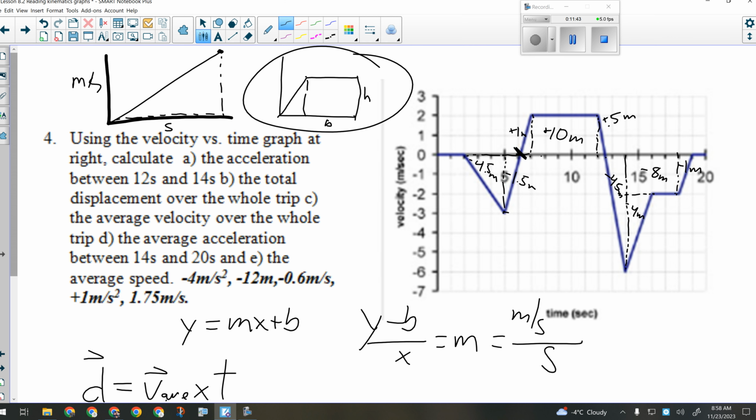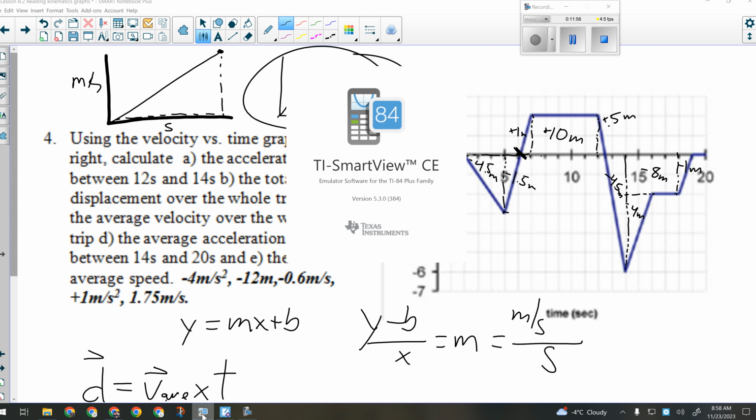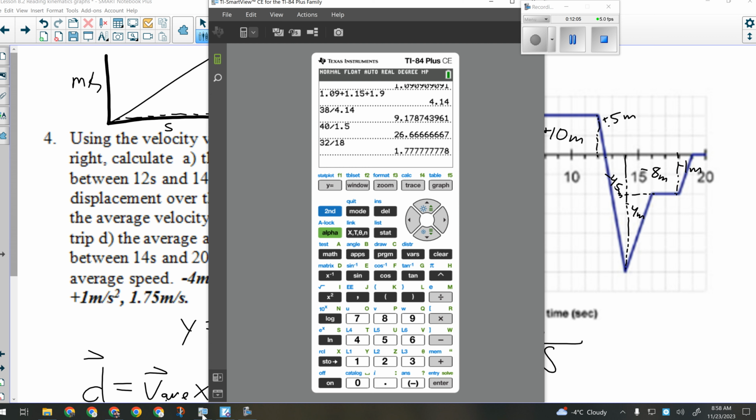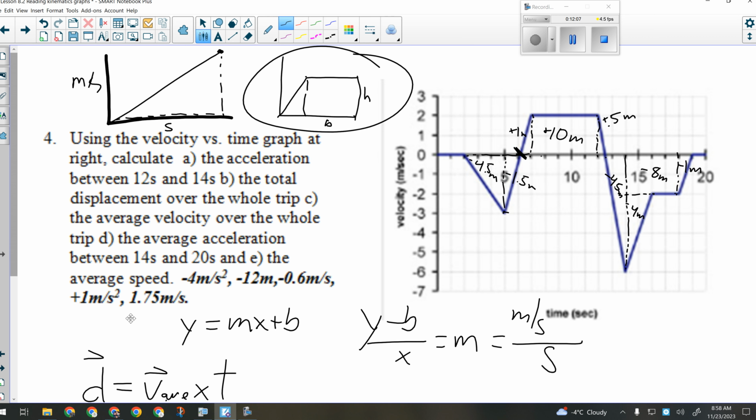Okay, so -5, -4, +4, +4.5, 0, -4, -12, -13 meters. Is that right? No, why did I get -12 on there? Did I miss something? Try that again when it's not in my head. Oh man, how did they do this?